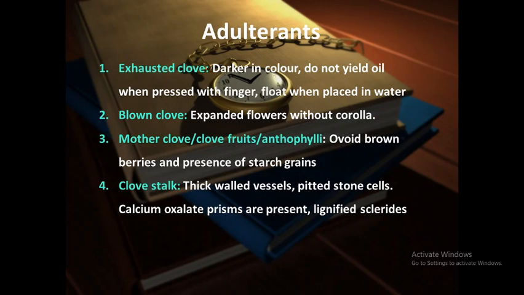And another important thing, the calcium oxalate crystals. The prismatic calcium oxalate crystals are present in clove stalk, whereas cluster shaped calcium oxalate crystals are present in clove bud. So just remember these important microscopic characteristics of the adulterants, and by using these characteristics one can separate these adulterants from the clove bud.